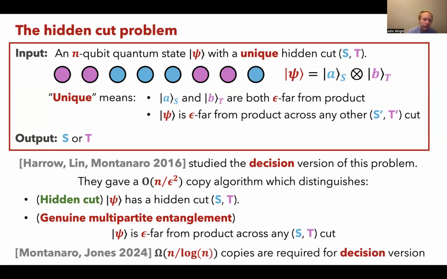More recently, there was this work of Montanaro and Jones from 2024 who showed a lower bound for the decision version of this problem. They showed that n over log n copies are necessary for this task. So they have nearly matching upper and lower bounds, at least in the regime where epsilon is constant. Now, their algorithm, although it is efficient in terms of the number of copies it uses, just polynomial, it is inefficient computationally. So it actually runs in exponential time. And I'll describe their algorithm in a slide or two.